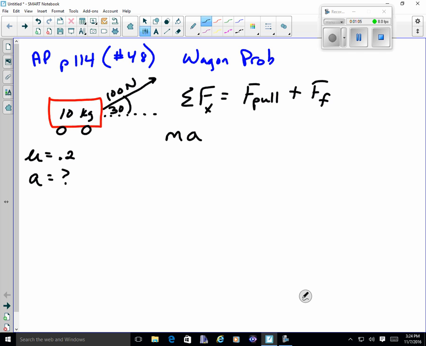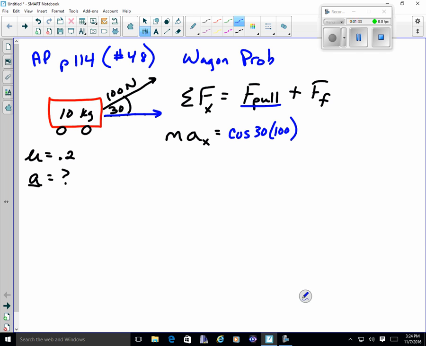And so that's going to be the mass of the wagon times the acceleration of the wagon, which is what we're looking for. The pull force, well, you can't put in 100 newtons because the pull force is in the x direction. So you got to figure out this little guy right here. Since that's the adjacent side, I'm going to take the cosine of 30 times the hypotenuse, which is 100. And that's going to give me the pull force there.